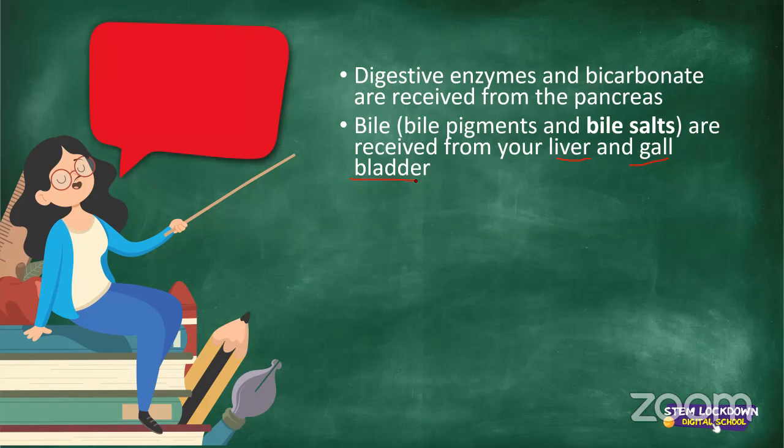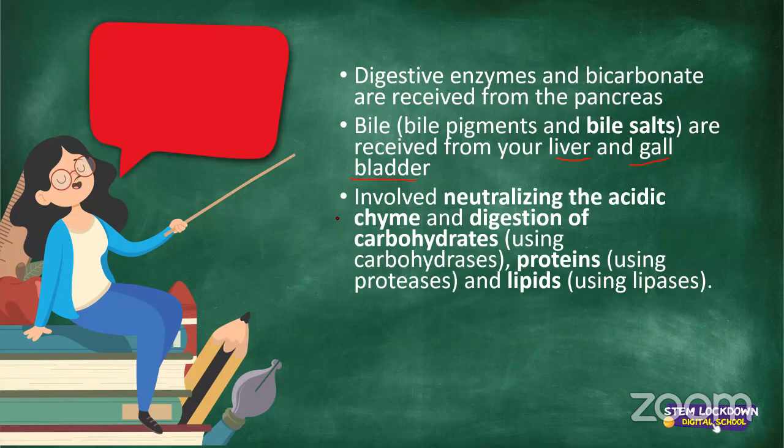I hope everyone is following. Okay, so the duodenum is involved in neutralizing the acidic chyme. Remember, the chyme that comes from the stomach has HCl. HCl is an acid, and that is why our chyme is acidic.